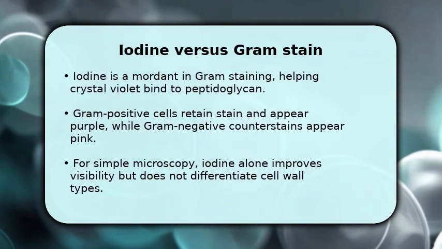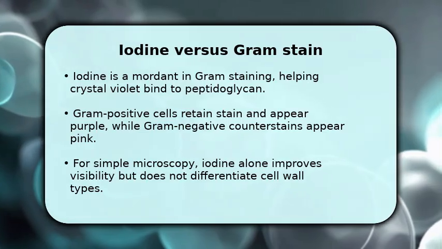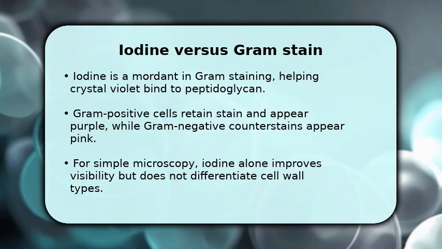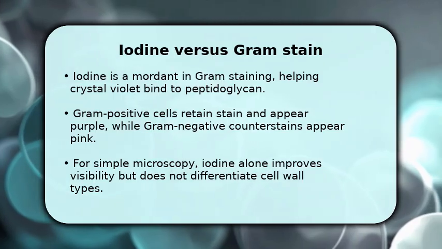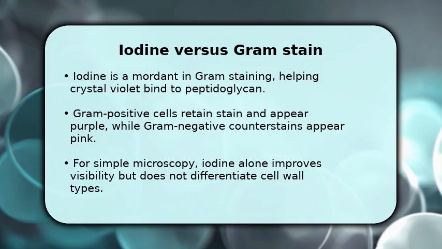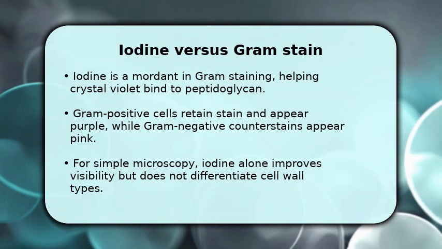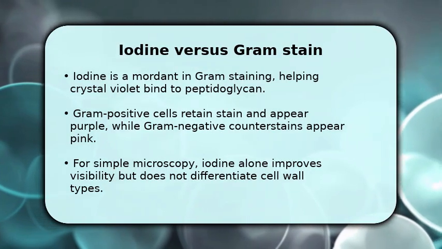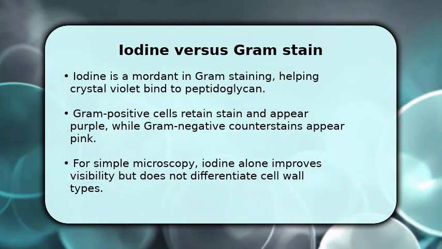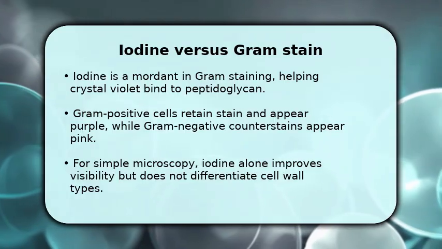Iodine is a mordant in gram staining, helping crystal violet bind to peptidoglycan. In the full gram protocol, iodine forms a complex with crystal violet that becomes trapped in thick peptidoglycan layers. Gram-positive cells retain stain and appear purple, while gram-negative counterstains appear pink after decolorization and safranin.